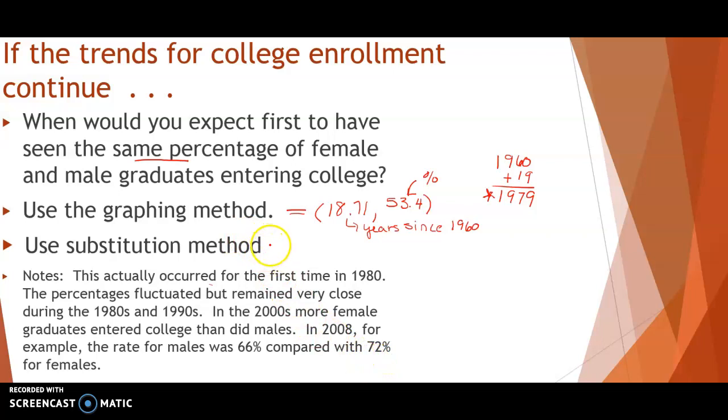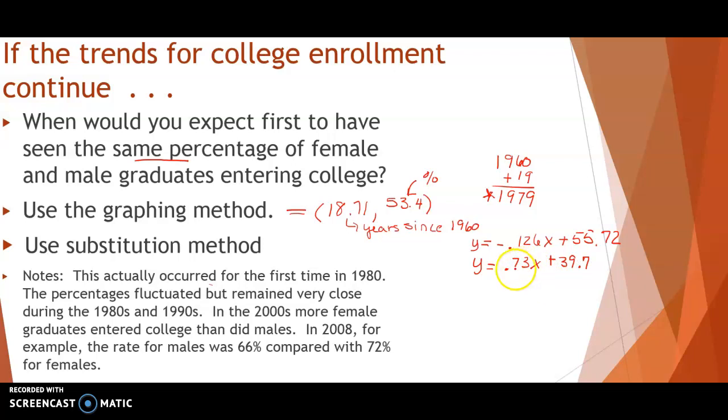Now, we're asked to do the same problem again. This time we're asked to use the substitution method. So I want to write down my two equations that I had. So we have y equals negative 0.126x plus 55.72. And that was the equation we had for the males. And then we had this equation y equals 0.73x plus 39.7. And that was the equation that we had for the females.